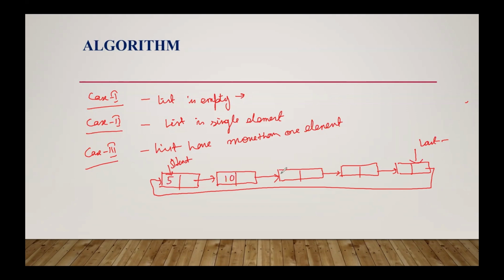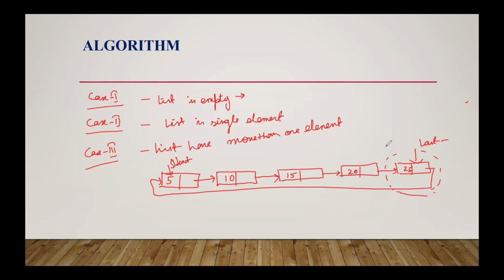For example, 5, 10, 15, 20, 25 data is present. Now, what is our objective? The objective is to delete the last node. So we have to delete this node. So we have to think what procedure we have to follow so that we are able to delete.